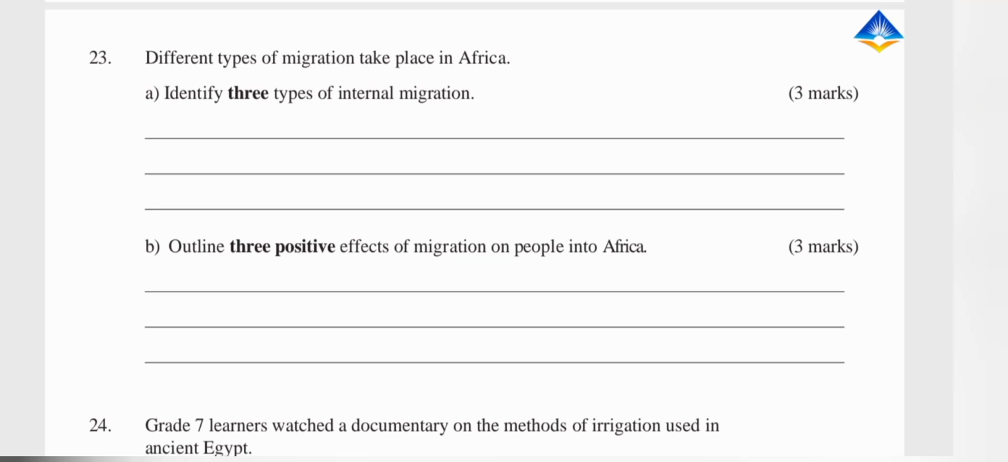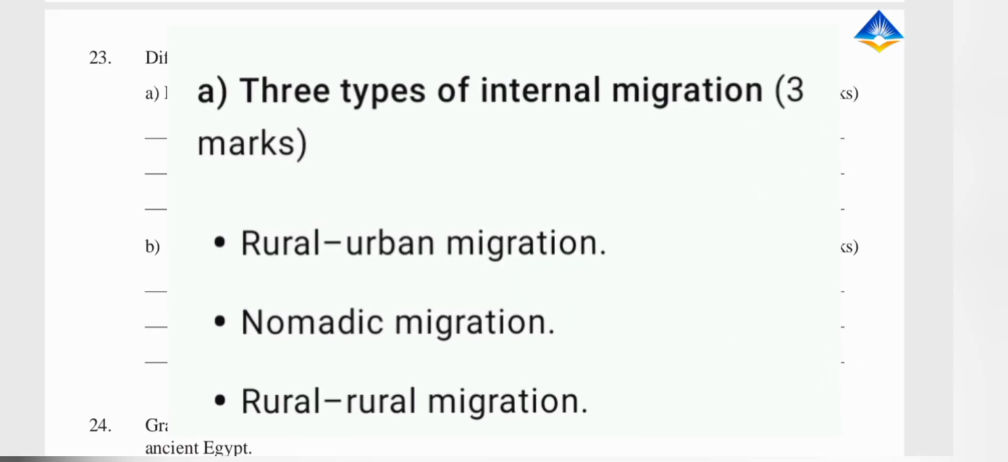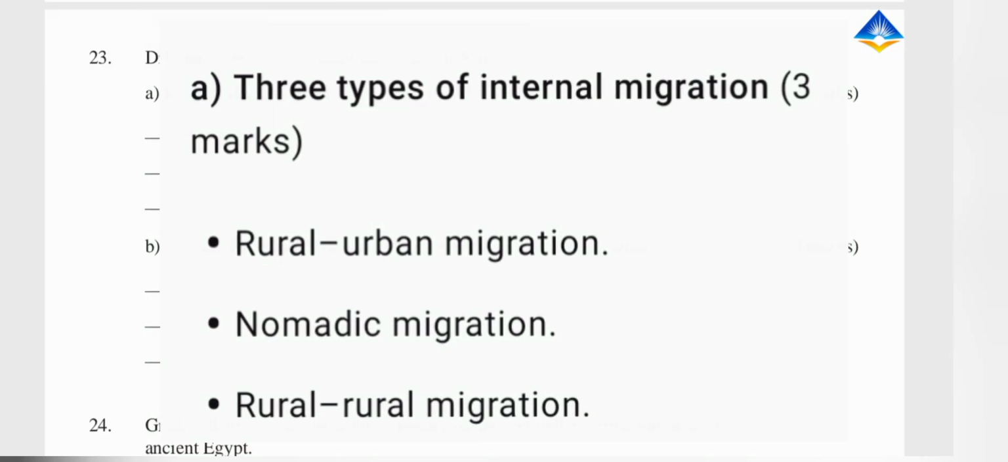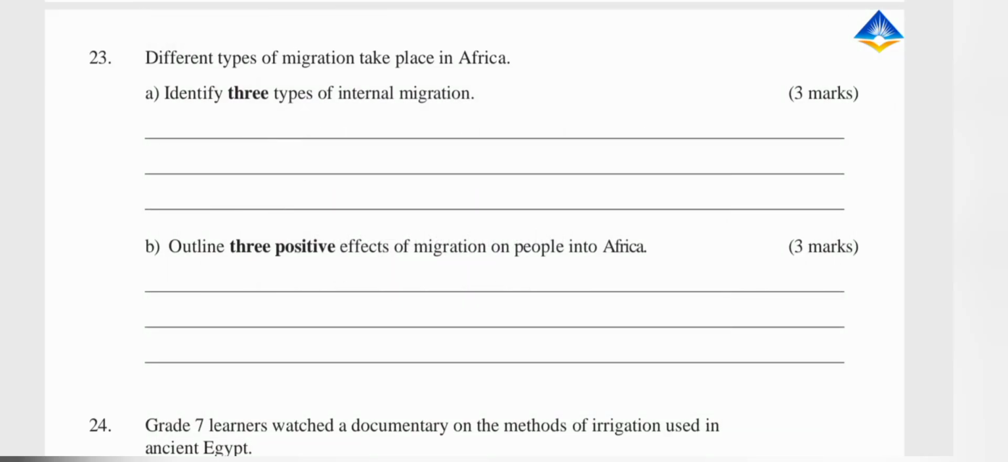Different types of migration take place in Africa. A. Identify 3 types of internal migration. B. Outline 3 positive effects of migration on people into Africa.